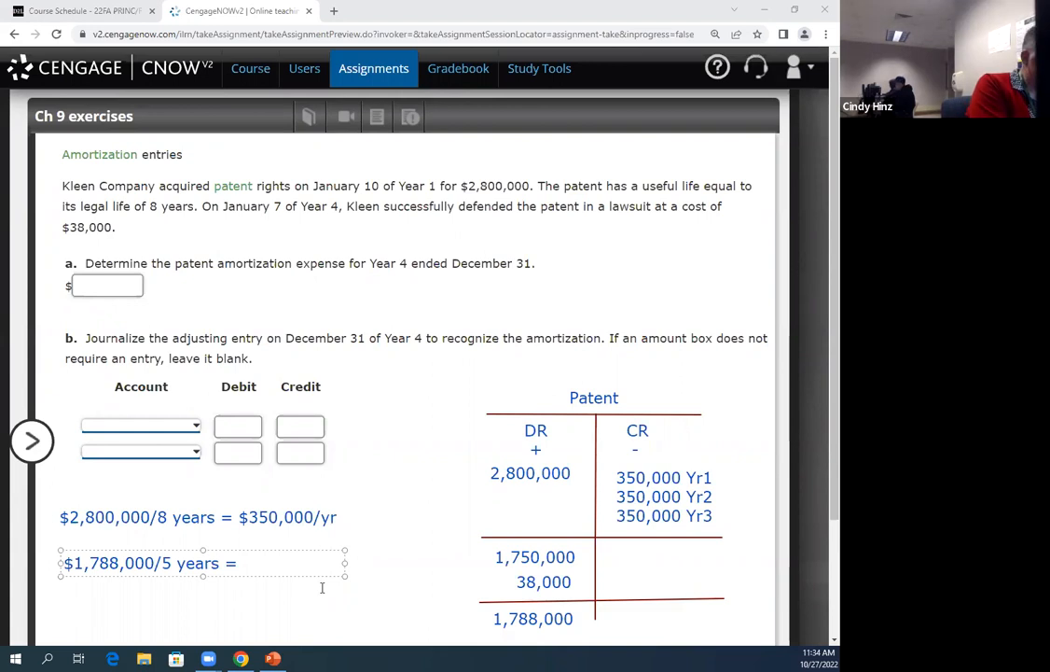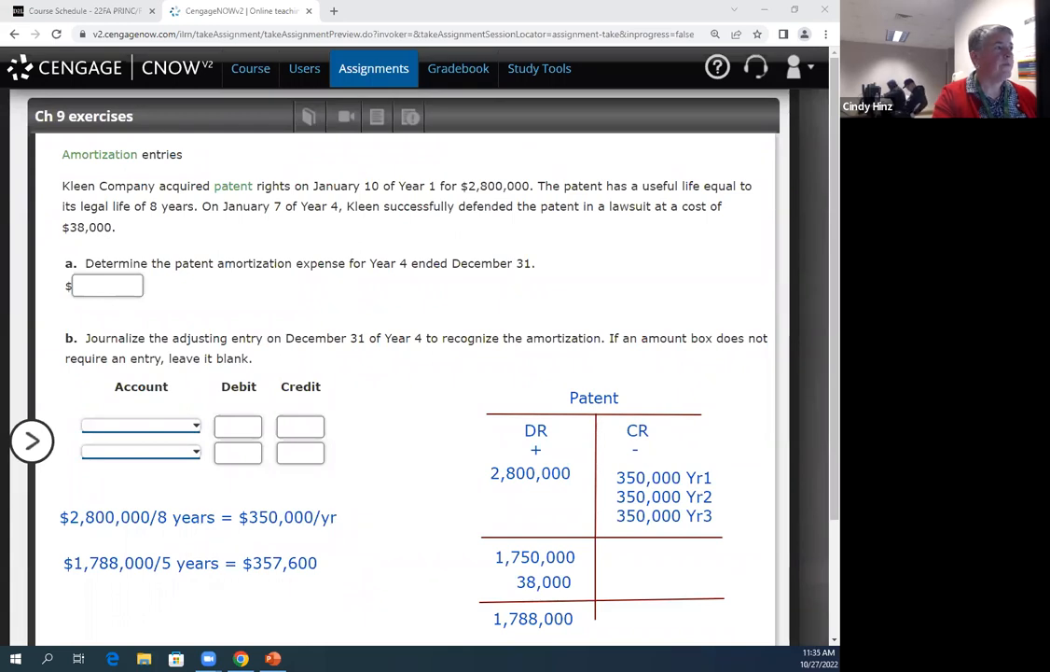So that 1,788,000 remaining value on our balance sheet needs to be spread over the remaining 5 years now. And so you can see that our amortization expense went up by $7,600 per year. That's the $38,000 additional dollars for the patent defense, our legal defense, spread out over the remaining 5 years.